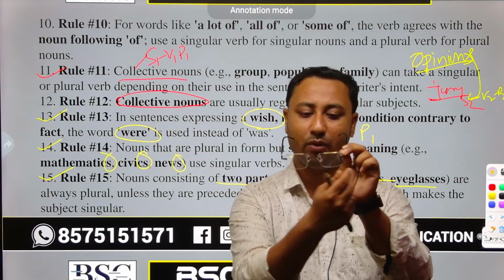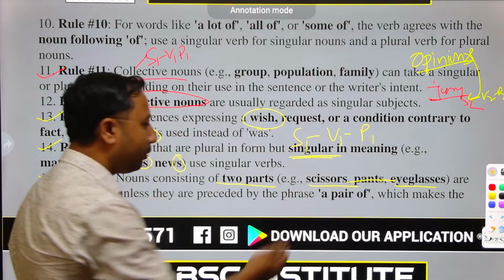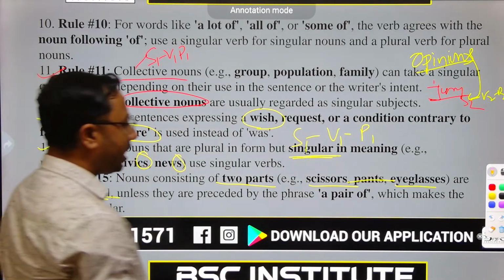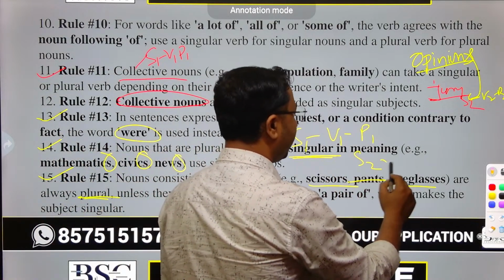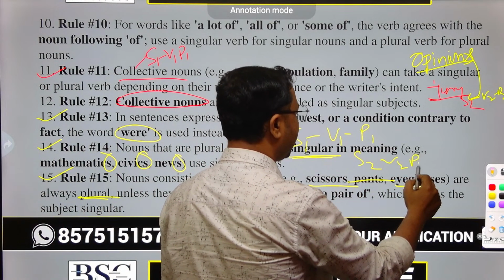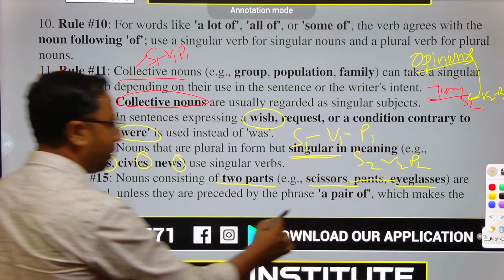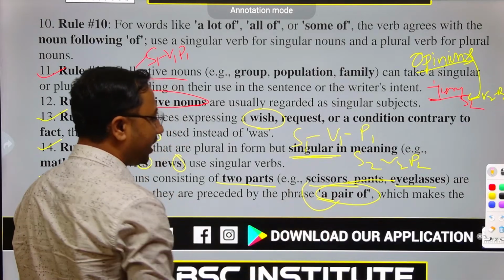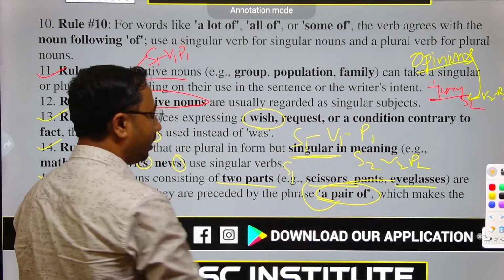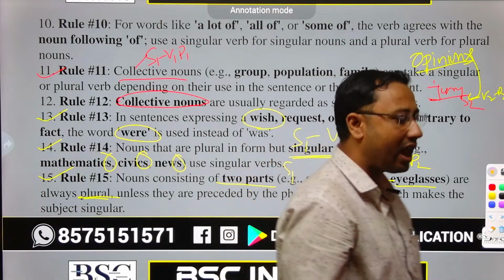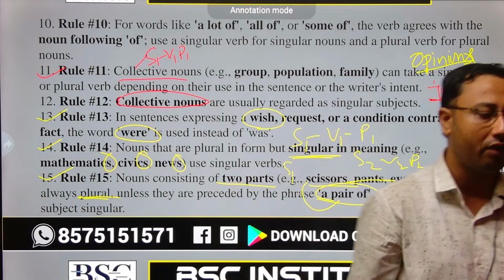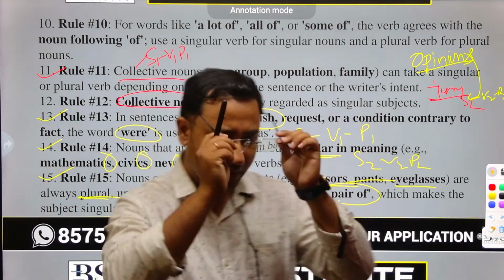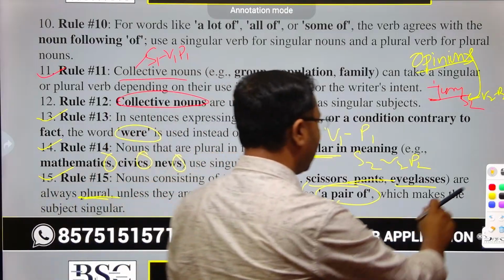Remember that if any noun has two parts, for example pants, eyeglasses, scissors, they are actually plural. And we know that if it is plural, then s2 follows v2 follows p2, as I mentioned earlier. Now to make it singular, you have to use a pair of. That means in a question, if a pair of is used before these words, then it will become singular s1. Remember that. So to make it singular, I have to use a pair of, otherwise it is actually a plural noun, because it has two parts, right? Done. Rule number 15 is done.